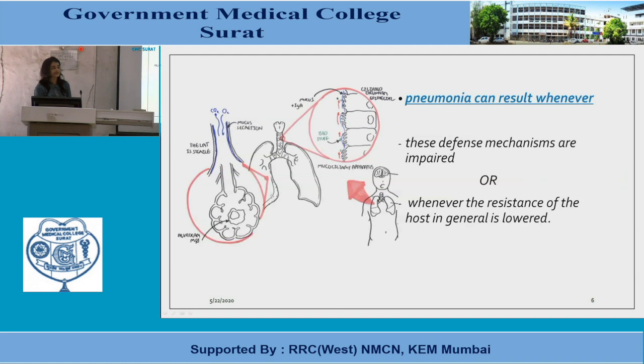So there are so many normal mechanisms. The normal lung has many protective mechanisms to protect from microbes, like alveolar macrophages in the alveoli, a layer of mucus on the mucosa, the mucociliary apparatus, hair in the nose, and the cough reflex. But still pneumonia can result whenever these defense mechanisms are impaired or whenever the resistance of the host is lowered.